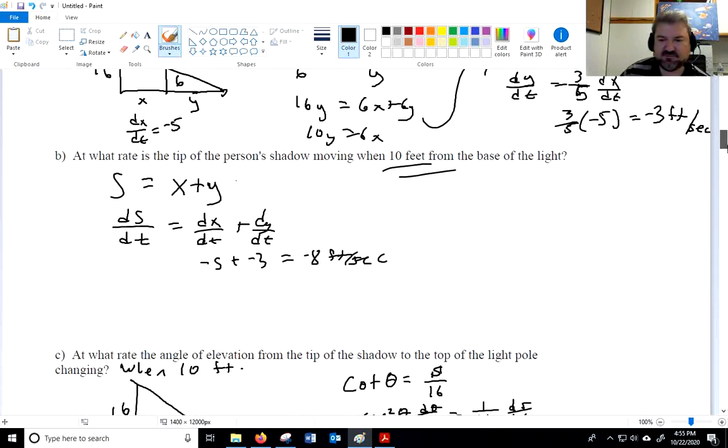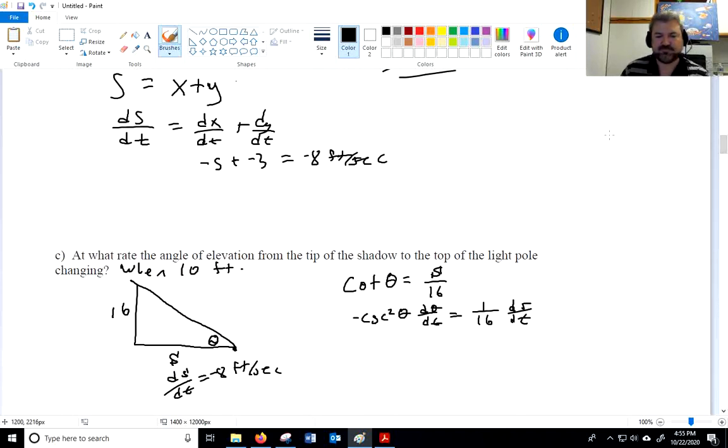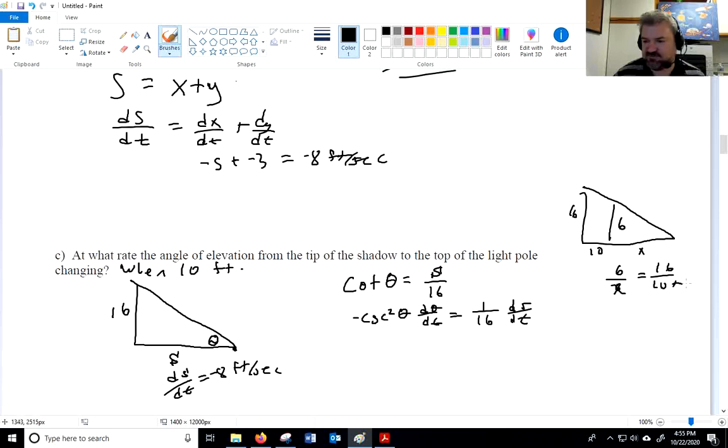So the person, let's try, the person is 10 feet away. So 16, and that is 10. Oh, no, wait, sorry. That is 6, and he's 10 feet away. So we could solve this little algebra problem here. We've got 6 is to x as 16 is to 10 plus x.